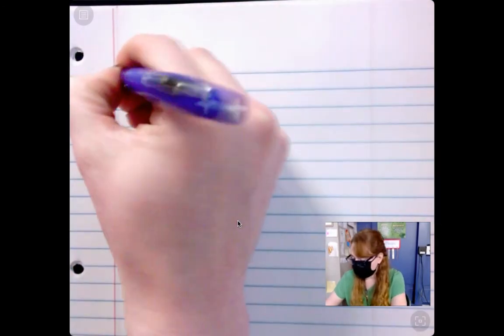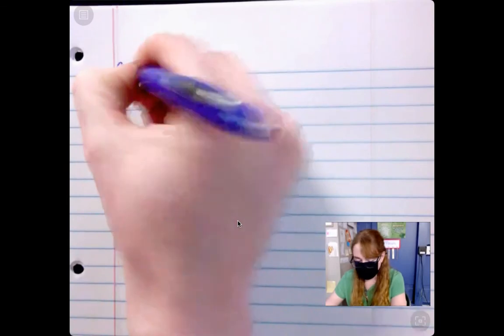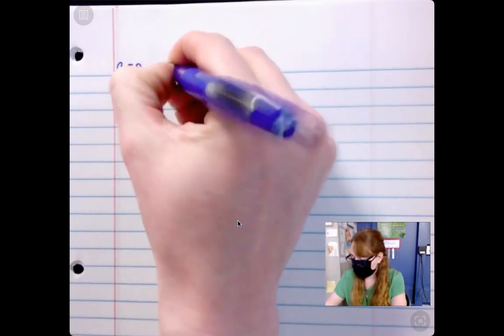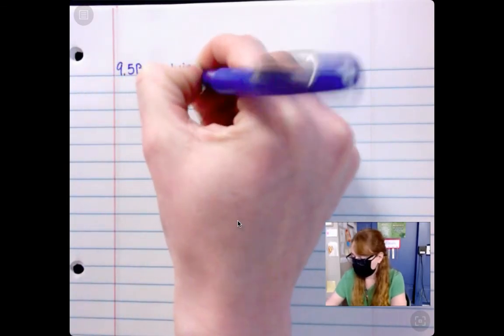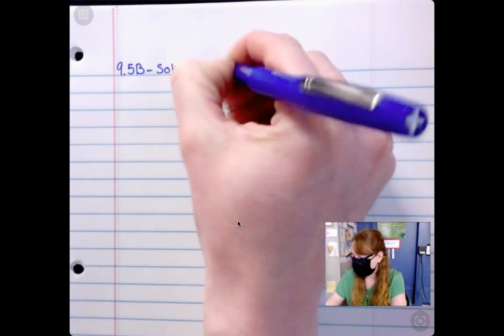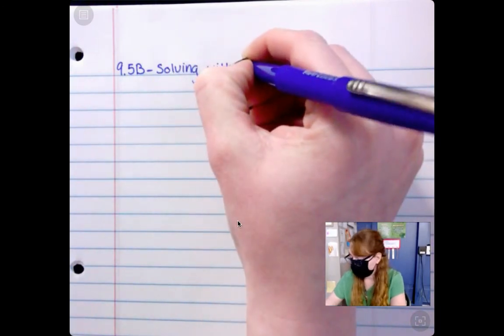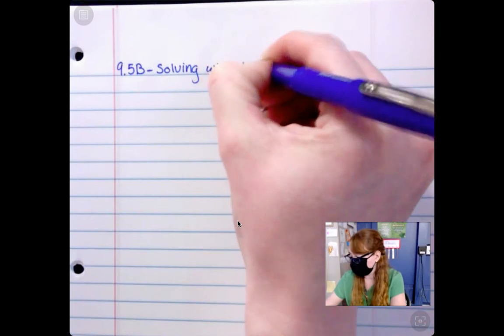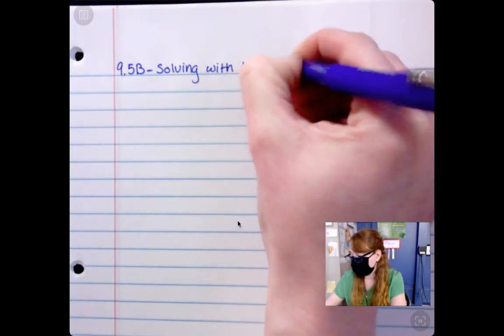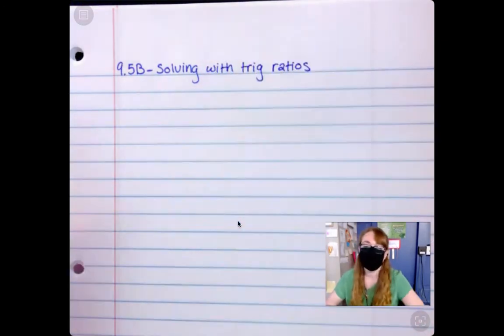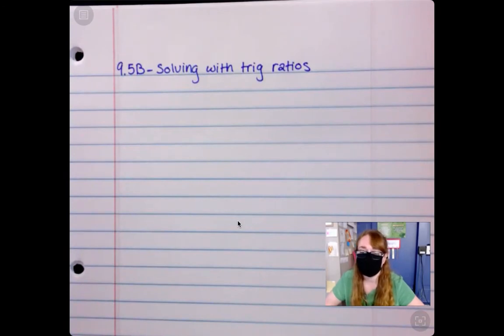Today we are going to be talking about 9.5b, and we are going to be solving with our tangent ratios. Our trig ratios. Tangent is one of our trig ratios, but we are solving with all of our trig ratios.